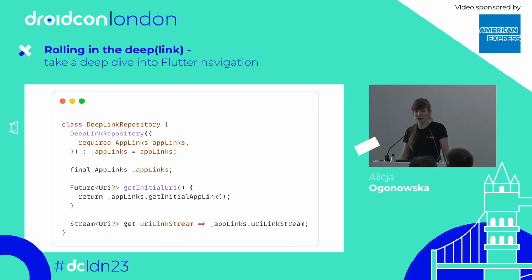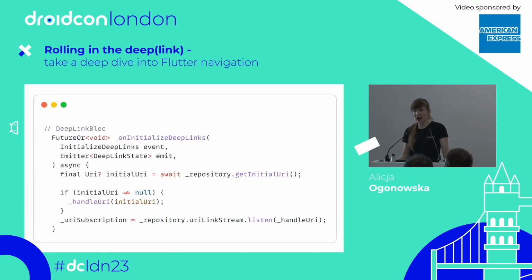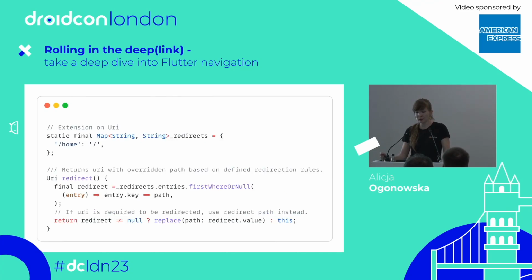So basically, I have two things: the ability to get the initial URI and also to get the stream of incoming links. And then I'm using a bloc, because I like blocs, but feel free to use any other state management that you like. So first I check if there is an initial URI that started my app. If yes, I will handle it, which I will show you shortly. And then I also subscribe to incoming links, and I will also be handling them.